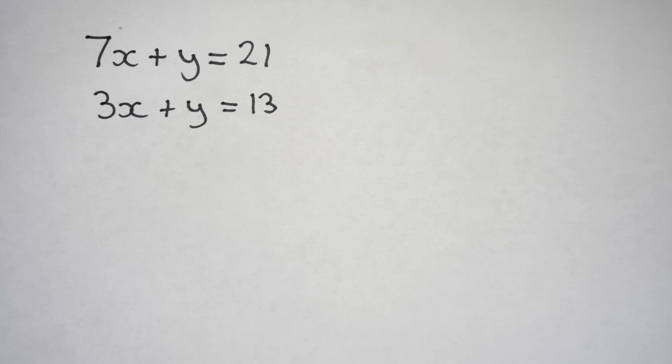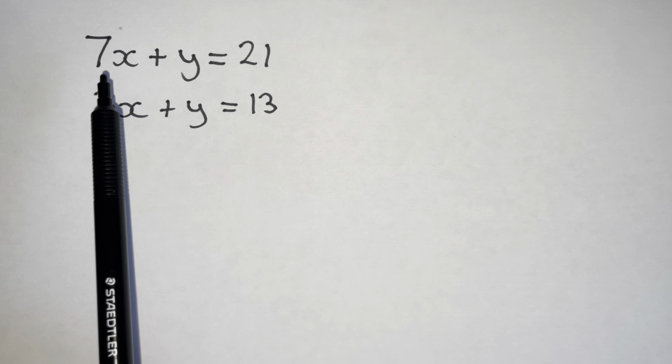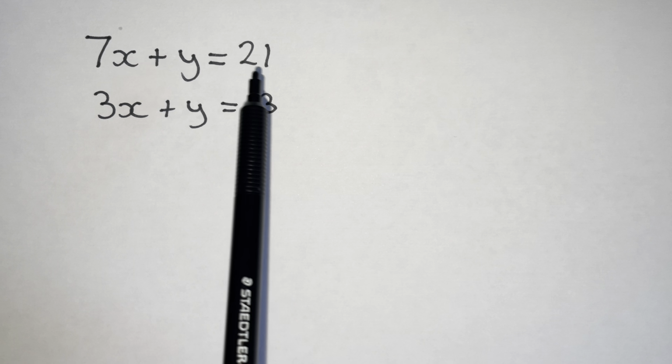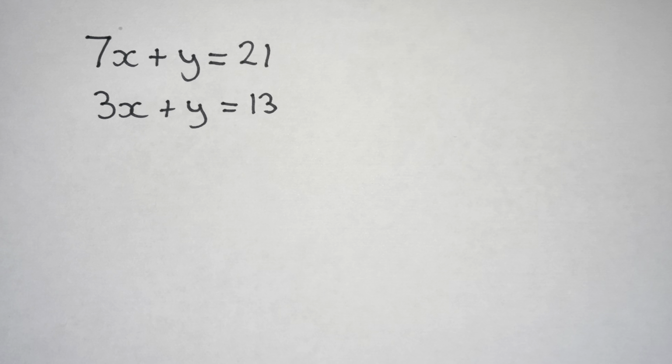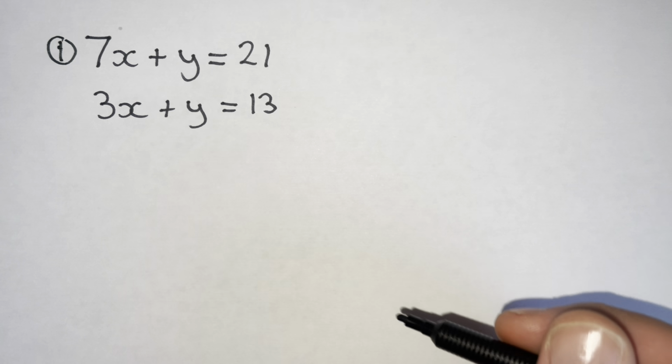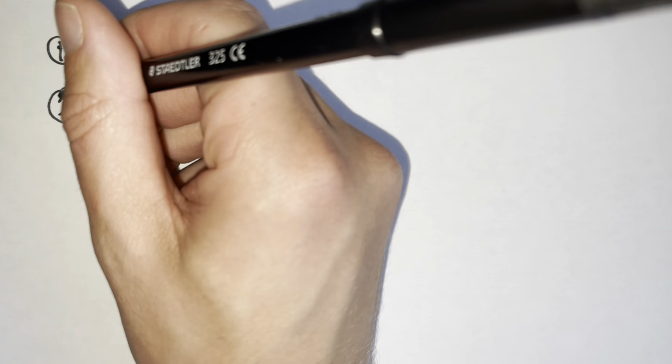In this video we're going to take a look at how we can solve simultaneous equations. In this question we are asked to solve the equations 7x plus y equals 21 and 3x plus y equals 13. And we need to work out the value for x and for y that fit both of these two equations. I'm going to start by labelling my equations as equation 1 and equation 2.